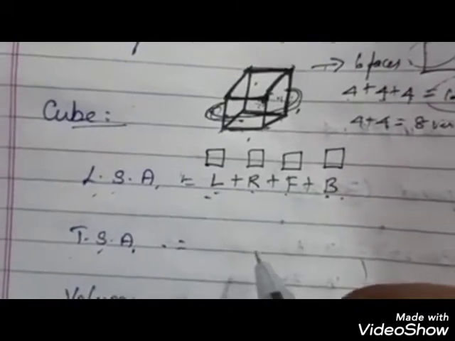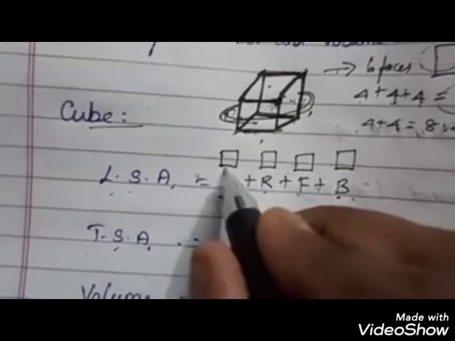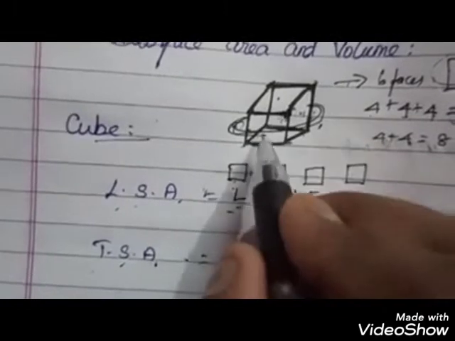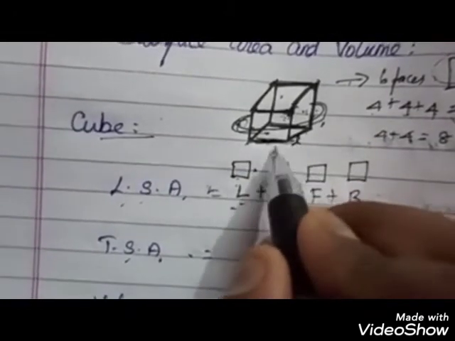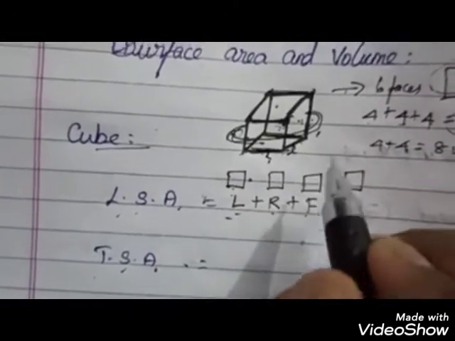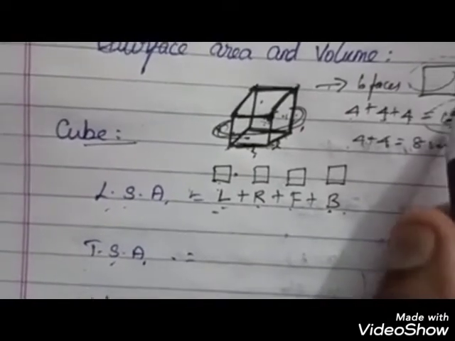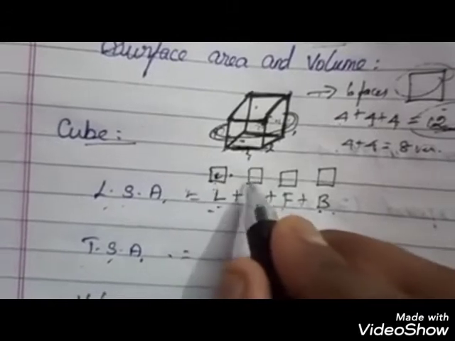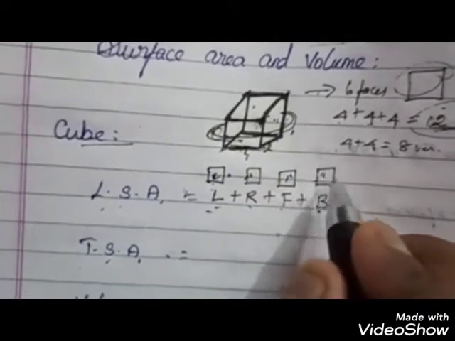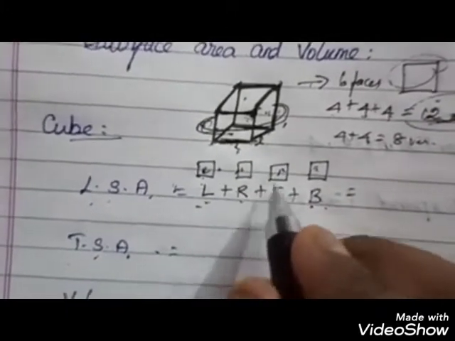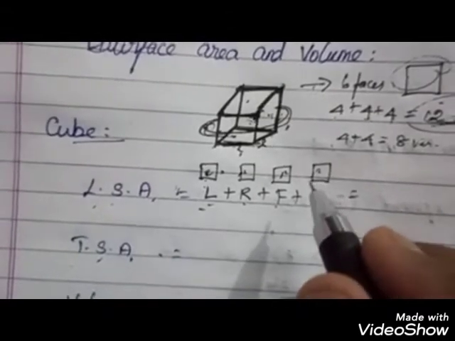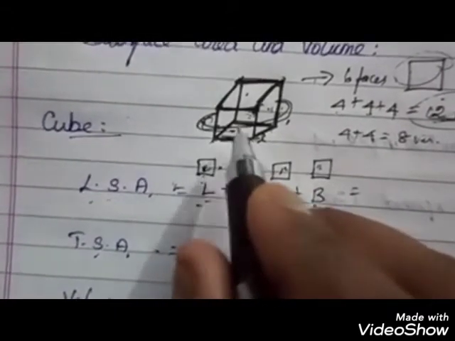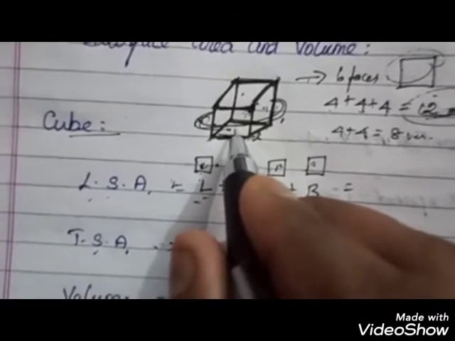You know what the area of a square is. It is side into side. If I take the edge of the cube as L, all 12 edges are L. So what is the area of each face? L square, L square, L square, L square. So how many L squares are there? 4 L square. Why do I take 4 L square? Because there are 4 faces, and the area of each face is L square. So totally we get 4 L square.